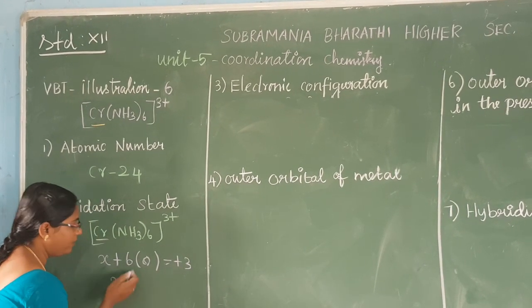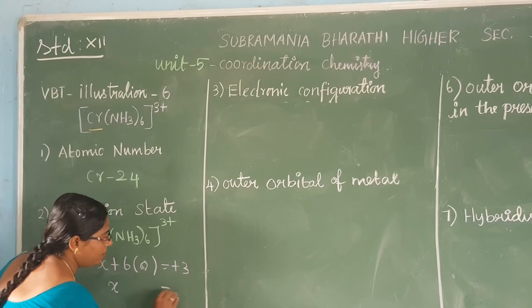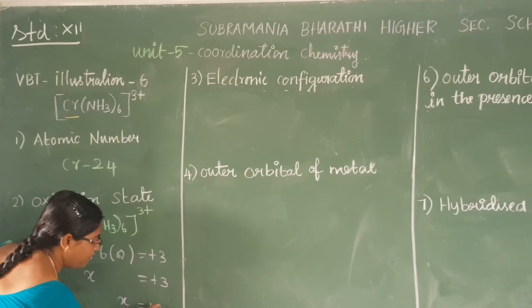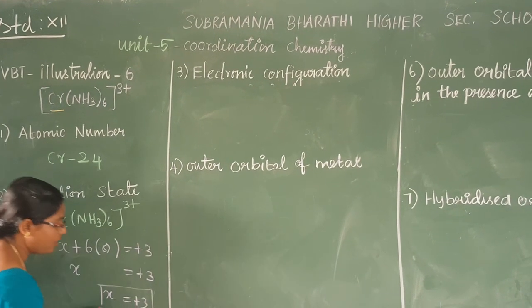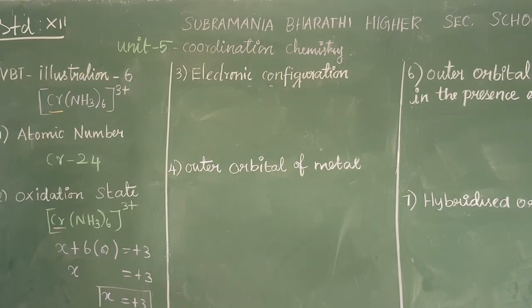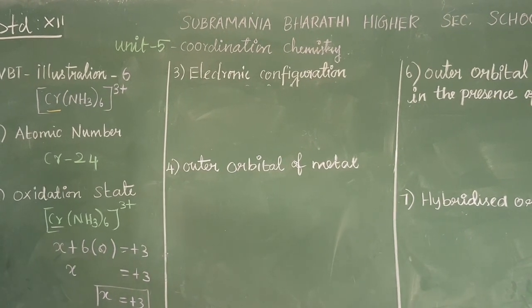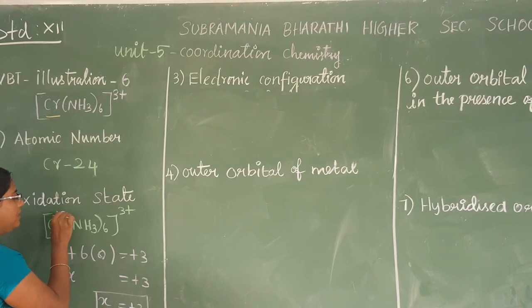So X is equal to, it will be 0. So I will get +3. So the value of X is +3. So what is the oxidation state of the central metal atom here? The oxidation state of the chromium in this complex is +3.